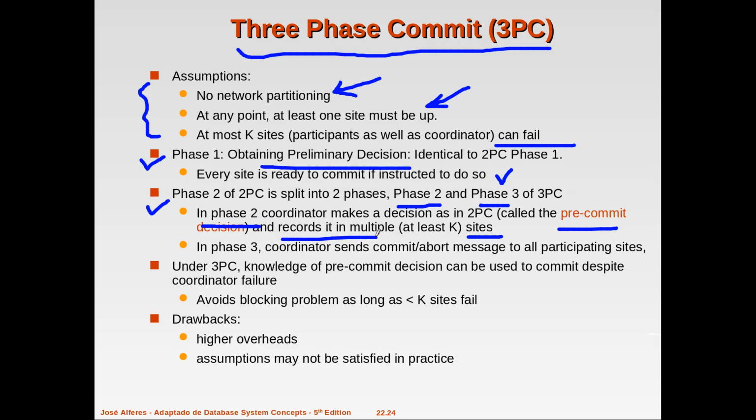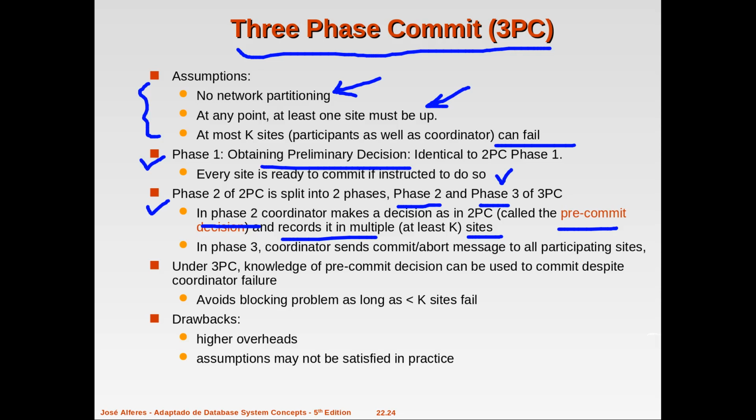It will be recorded in at least k number of sites. K sites means different sites which are participating in the current transaction. That means it is not recording in all the sites; at least k number of sites will record it. That is a pre-commit decision. So according to the current status, the coordinator might have decided to commit, and that decision is stored in some of the sites, not in all the sites.